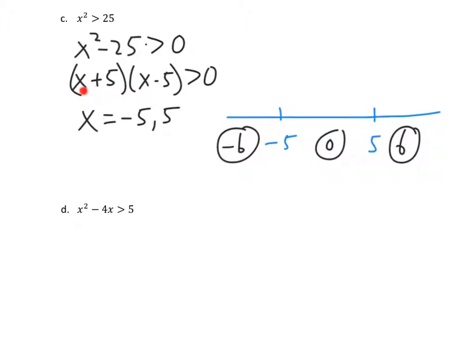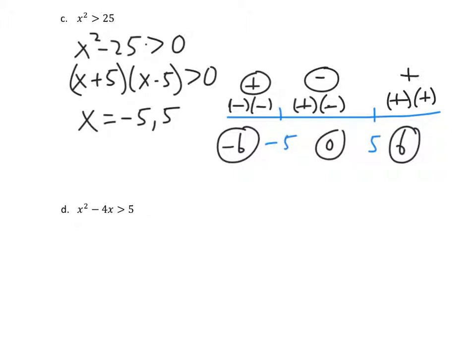So -6 plus 5, that's negative. And -6 minus 5, also negative. So it's a negative times a negative, which is a positive answer. For 0, we'll get 0 plus 5, that's positive. 0 minus 5, that's negative. So a positive times a negative, which is a negative answer. And for 6, 6 plus 5 is 11, that's positive. 6 minus 5 is 1, also positive. So it's a positive times a positive, which is a positive answer.